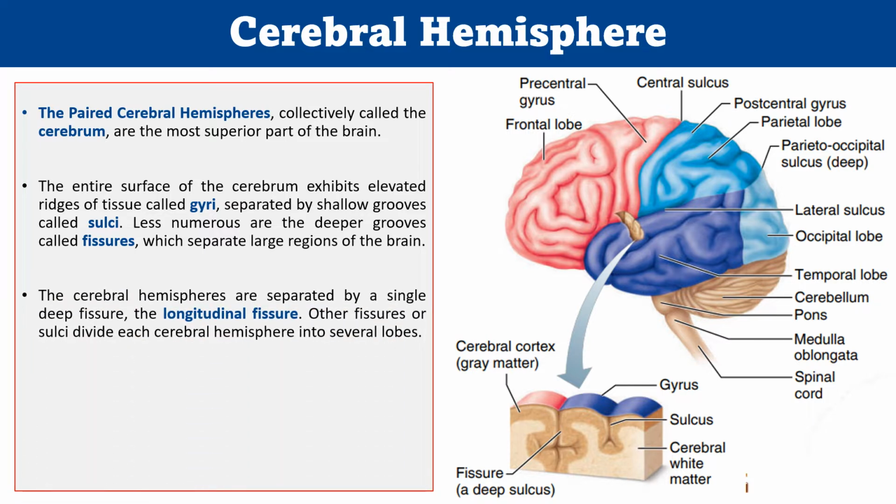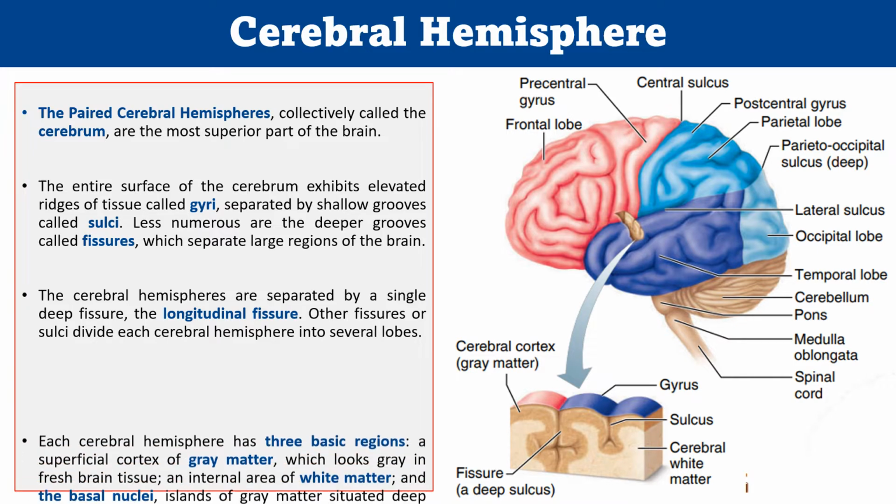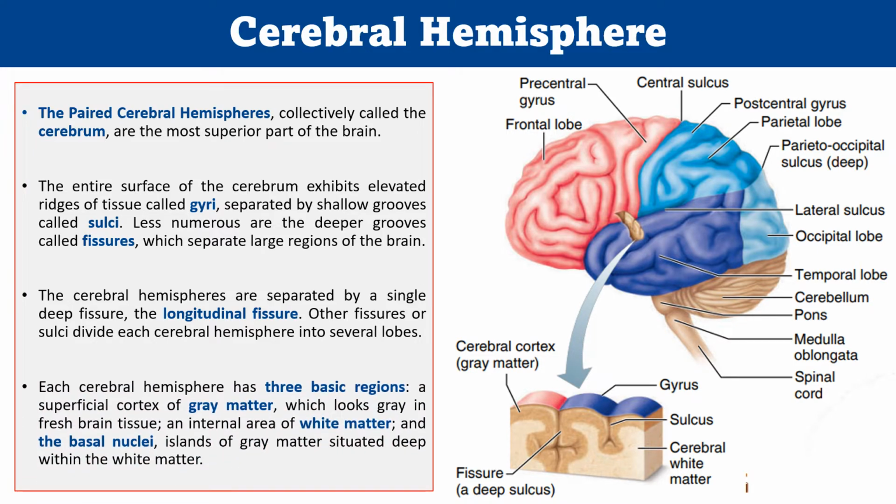The cerebral hemispheres are separated by a single deep fissure, the longitudinal fissure. Other fissures or sulci divide each cerebral hemisphere into the cerebral lobes. Each cerebral hemisphere has three basic regions: a superficial cortex of gray matter, which looks gray in fresh brain tissue, an internal area of white matter, and the basal nuclei, islands of gray matter situated deep within the white matter.